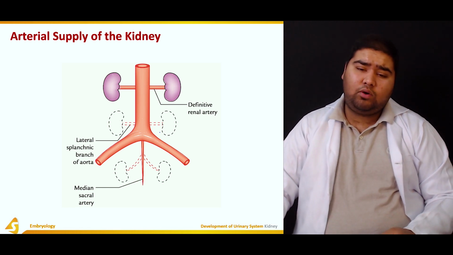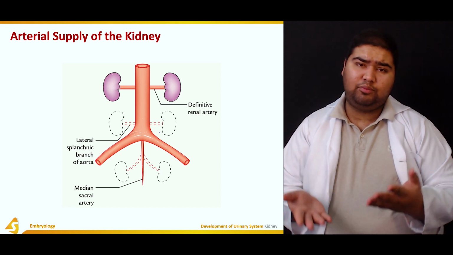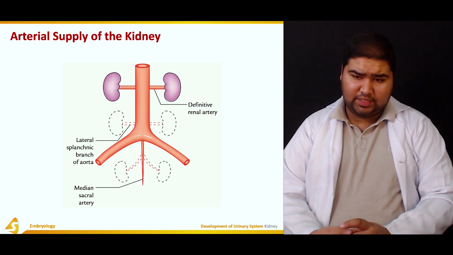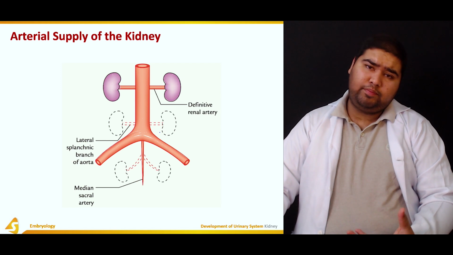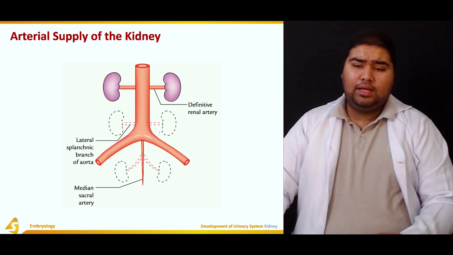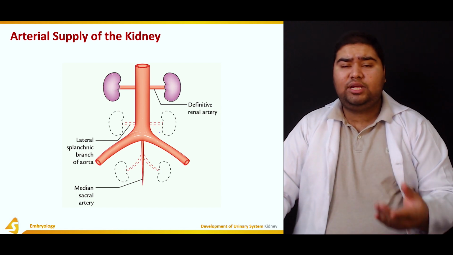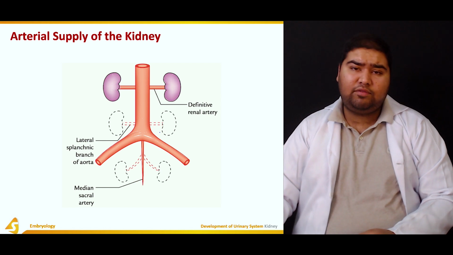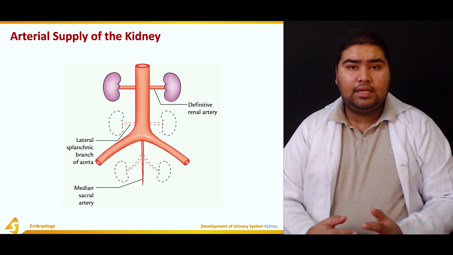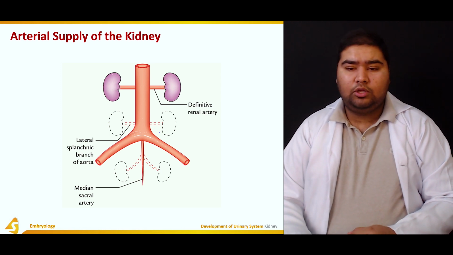These branches are called the lateral splanchnic branches, which continue to supply the kidney as it is moving upwards during its development. When finally the kidney comes to lie in its proper thoracolumbar position, the definitive renal artery now supplies the kidney, and all other arteries which were initially supplying the kidneys are now obliterated, and this is the only blood supply of the kidney that remains in the adult circulation.